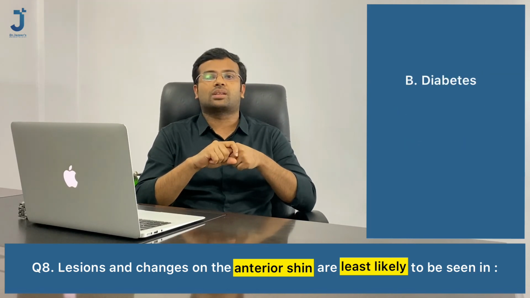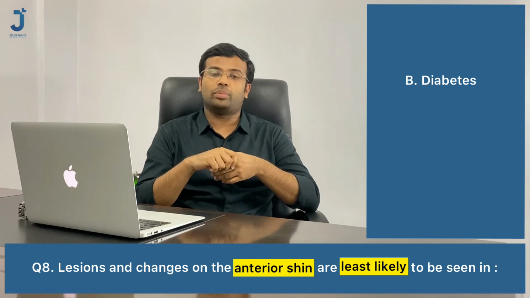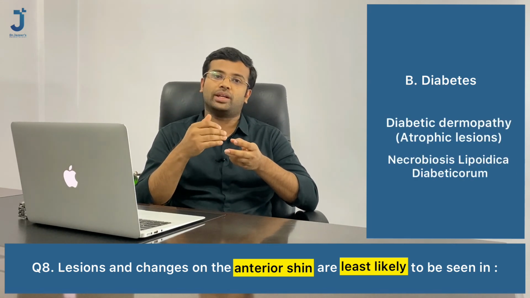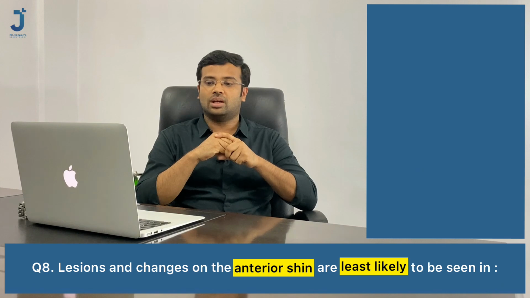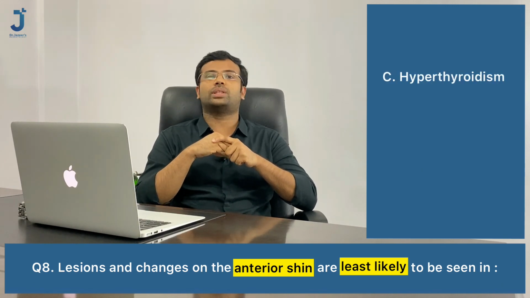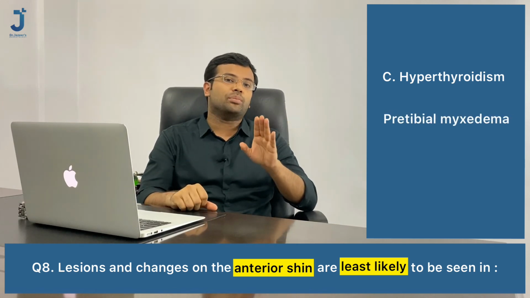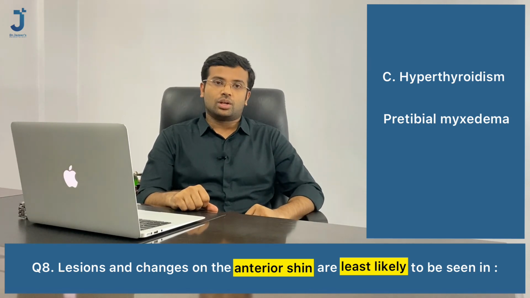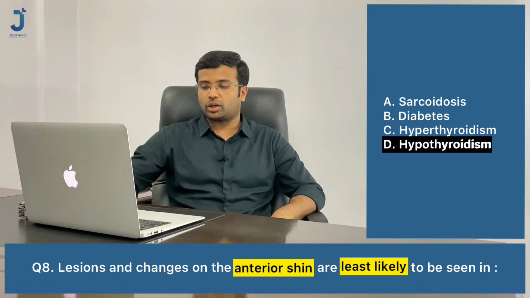The second one is diabetes. Do you find any skin lesions in diabetes on the anterior part of the shin? Of course, yes. You will be able to see some atrophic lesions as well. Also, you can see necrobiosis lipoidica diabeticorum. These are the typical skin lesions that you see in diabetes. The third one is hyperthyroidism. What do you see in hyperthyroidism? You will be able to see pretibial myxedema. Pretibial myxedema is typical for a hyperthyroid patient. So in which condition do you not see any skin lesions on the anterior part of the shin? The answer would be the last one, option D, hypothyroidism.